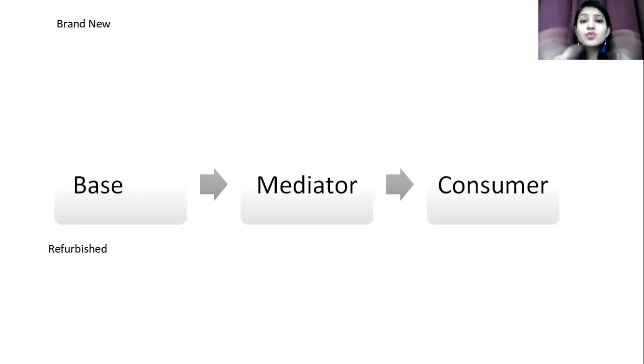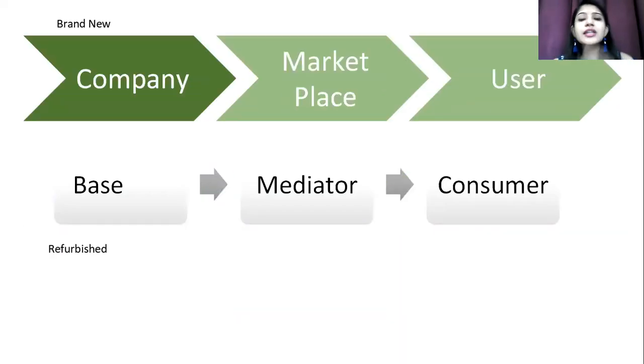Mediator is the place where they distribute, or the bridge out here. Whereas consumer is nothing else but the users or the new owners of that gadget. So this is what the three pathway includes. If we talk about brand new, then the company is the base out here, and you have the marketplace as the mediator, whereas the consumers are none other than the users. We are the consumers out here.